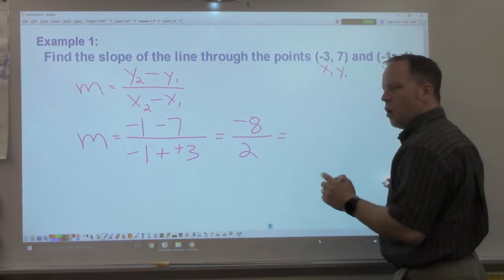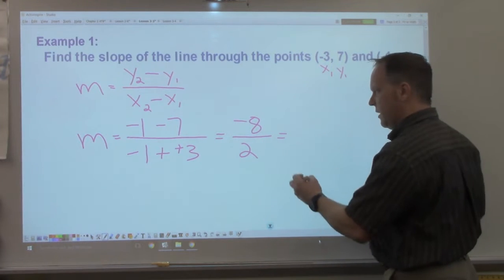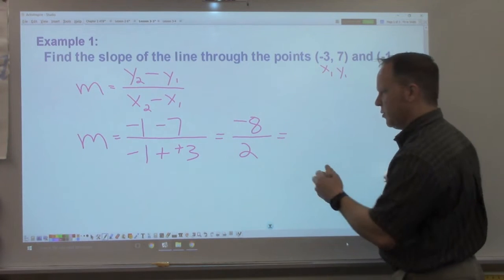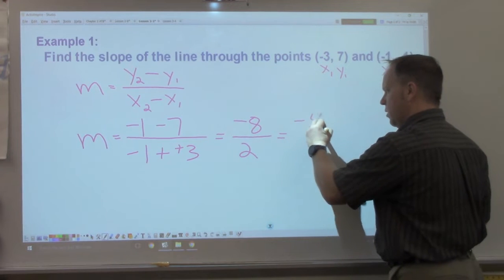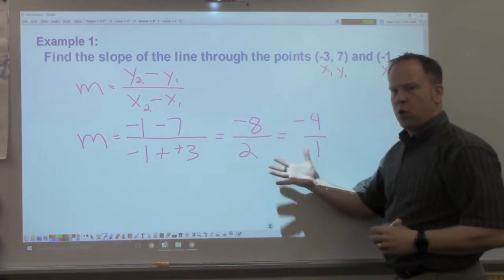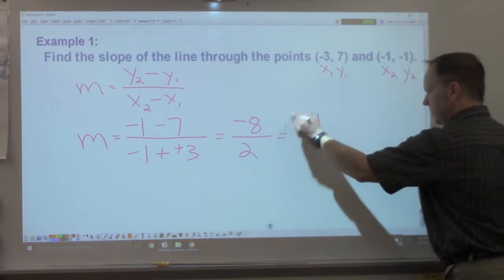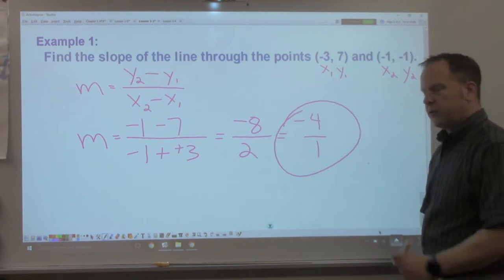Simplify it. Always simplify your slopes. It's going to come in real handy later. I like to keep my slopes as ratios, so I'm going to end up with a -4 over 1. Boom. Example 1. Done. That's a negative slope.